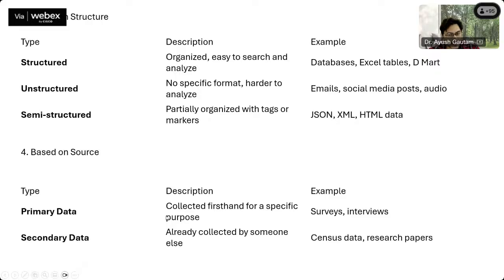So what is primary data? Collected first hand for a specific purpose. Secondary data is already collected by someone else. किसी और ने डेटा कलेक्ट करके एक ब्लॉग लिख दिया, मैं वहां से डेटा लेकर आया. कई बार हम करते हैं ना.